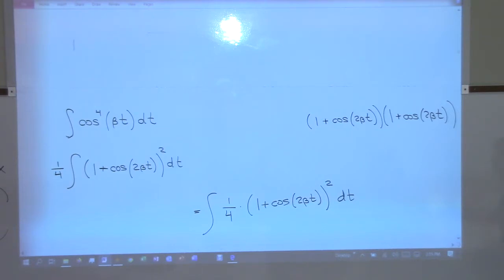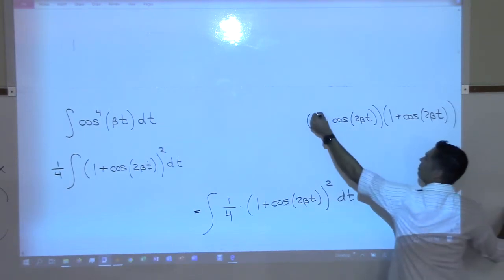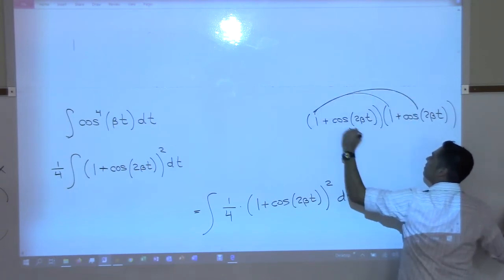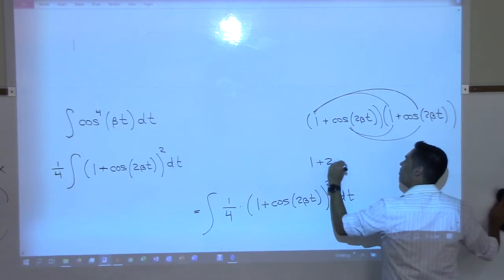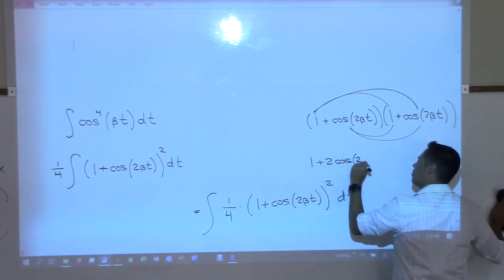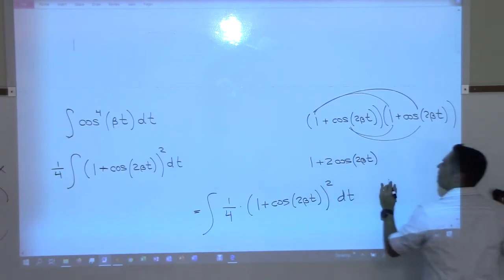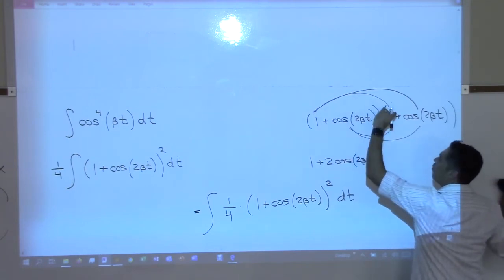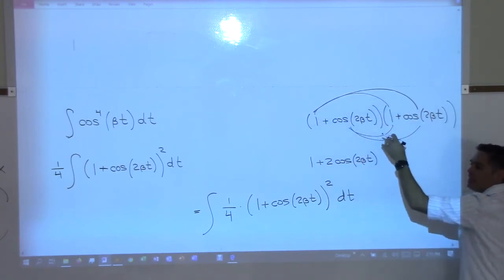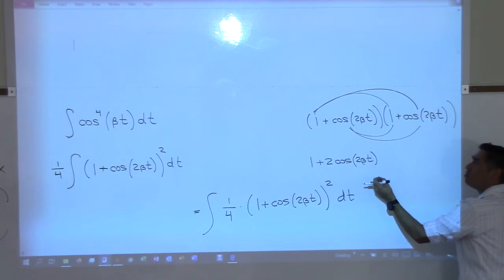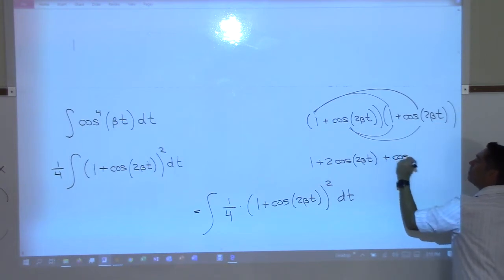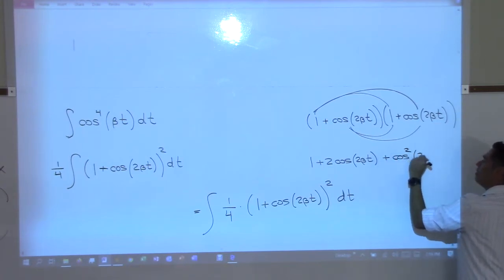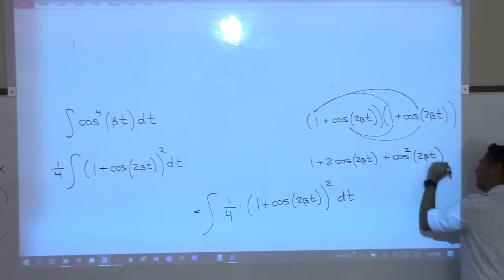Okay, now expand this. So this to this, this to this, this to this, this to this. You should get 1 plus 2 cosine of 2 beta t. Okay, so you get the 1, and then you're going to get 2 cosine of 2 beta t as you put them together. And then what's my last term? Plus cosine squared of 2 beta t, like that.